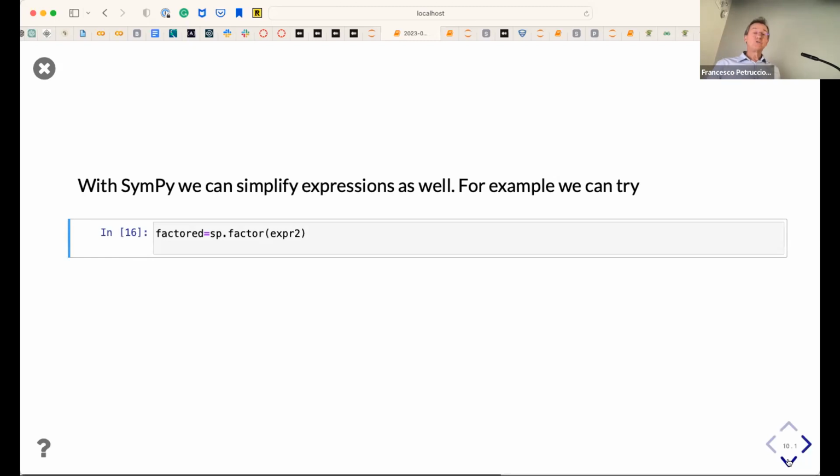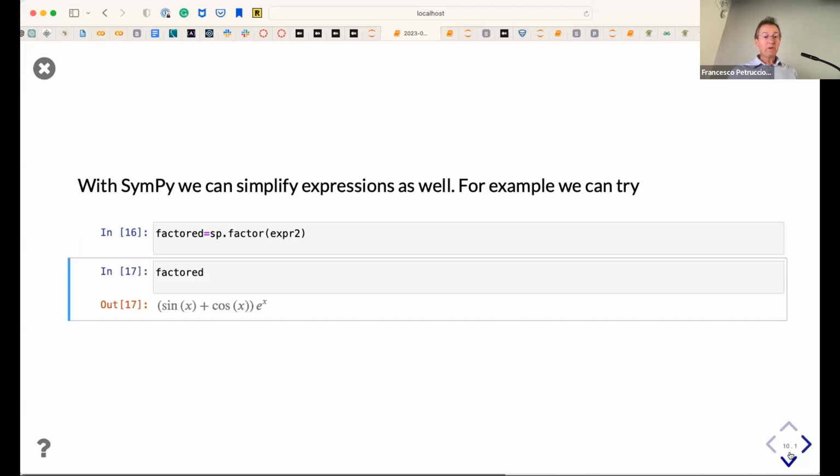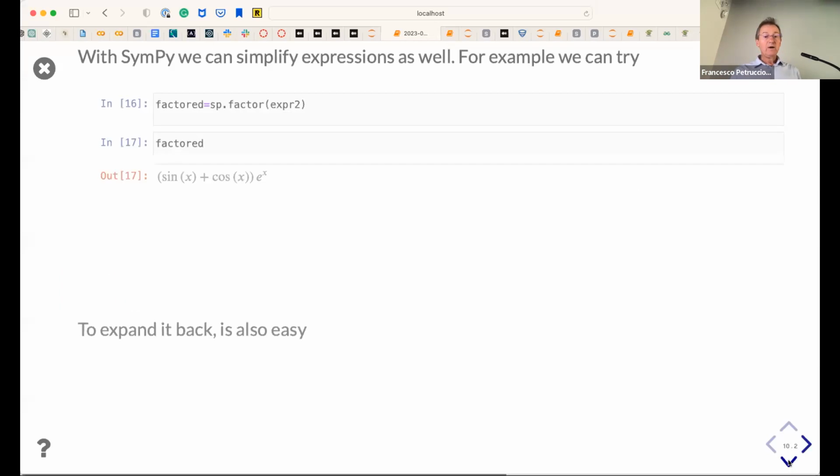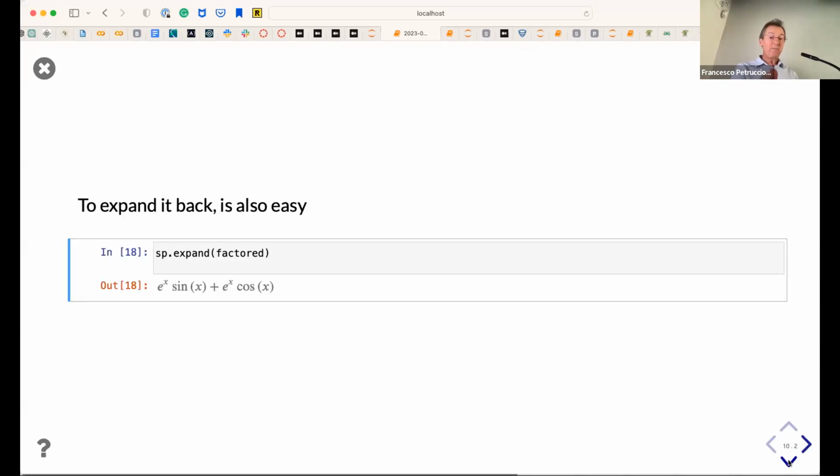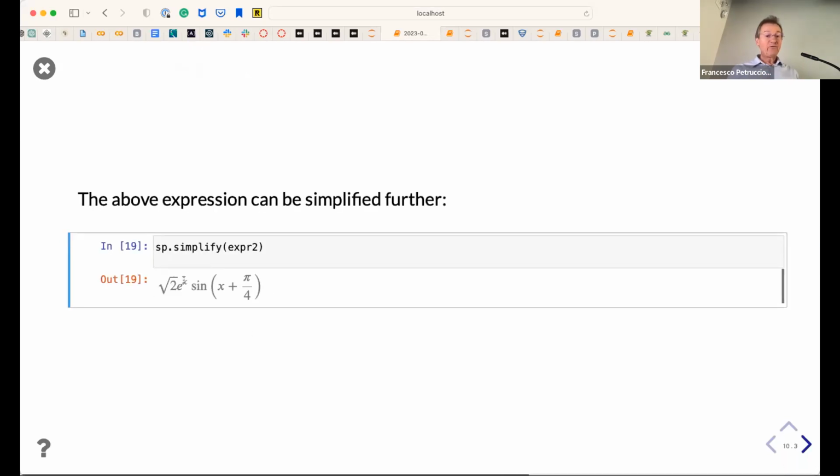And we learned how to simplify expressions. One command was factor, which factors out, in this case, the exponential. It was also easy to expand it back, with expand. And if you're not happy with that, you can simplify it further with simplify. So we learned factor, expand, and simplify. You can use them to simplify expressions. So that's very, very nice.